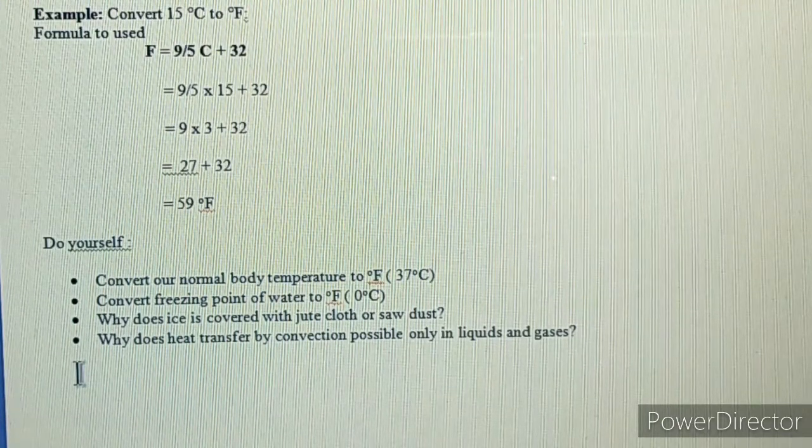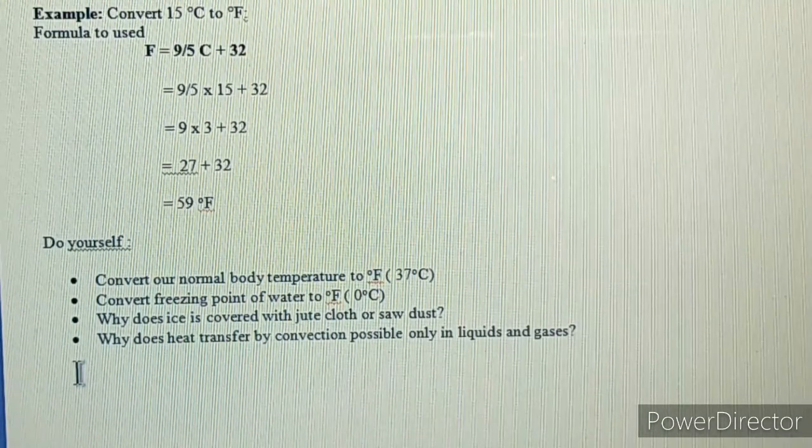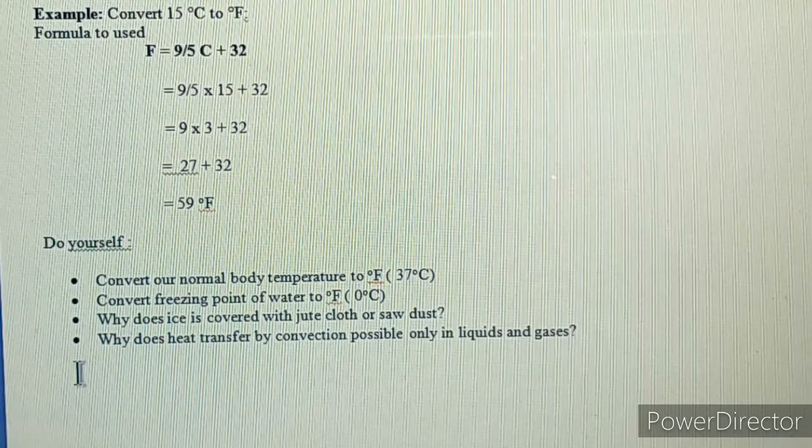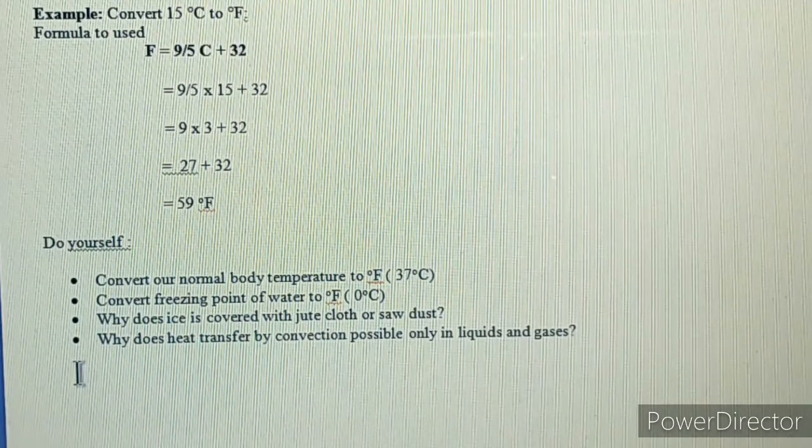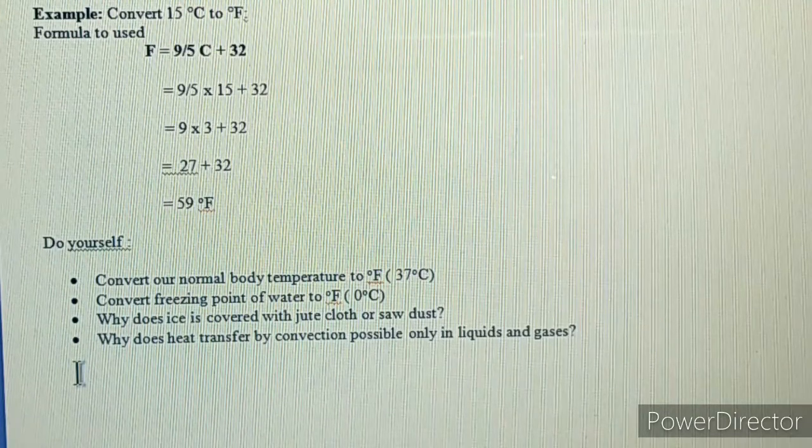Then please go through the video twice or thrice so that it becomes easy to understand the chapter. As the chapter is lengthy, we will send exercises next week.